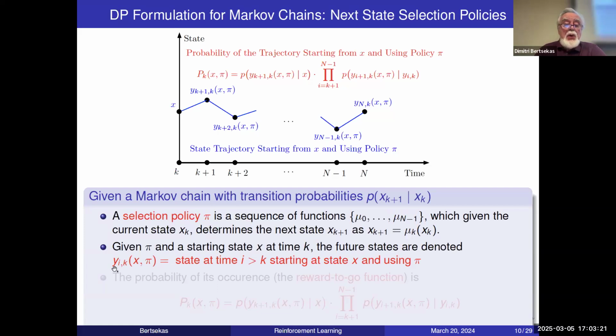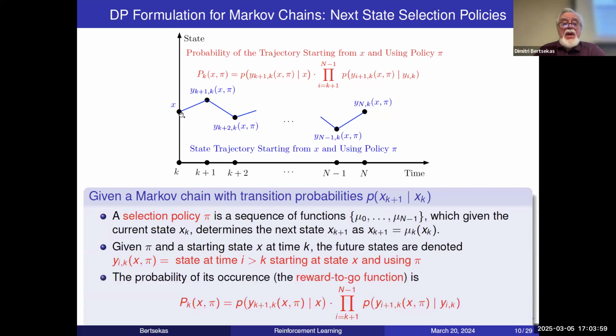And let us denote future states by y. Y_i^k of x and pi is the state at some future time i greater than k, starting at state x and using pi. So these are the future states when the starting state is x and we have a certain policy, and they're denoted here in this graph. It's the current state, the next state one step ahead, the next state again, and so on, under policy pi. And the probability of such a sequence is the product of the corresponding probabilities: the probability corresponding to the next state transition given x and given the policy pi, and so on.